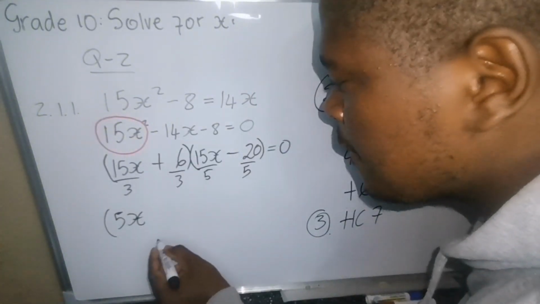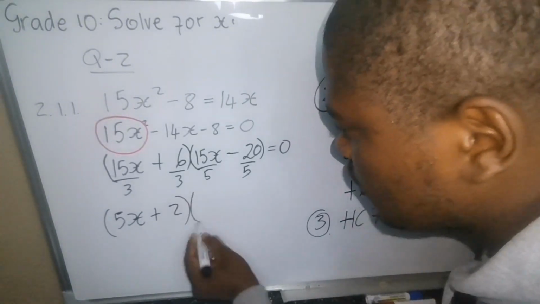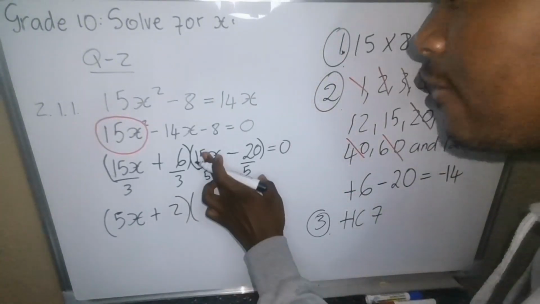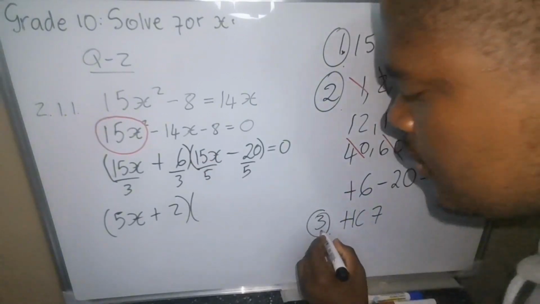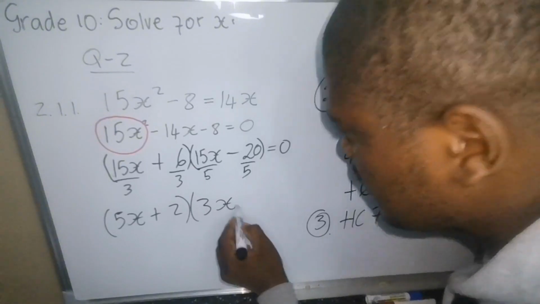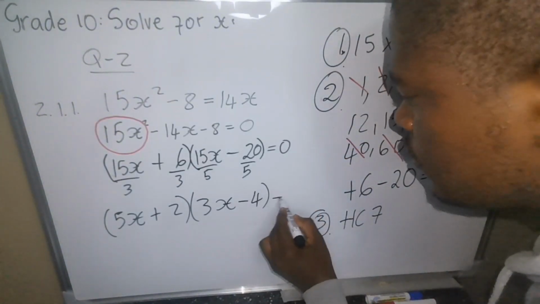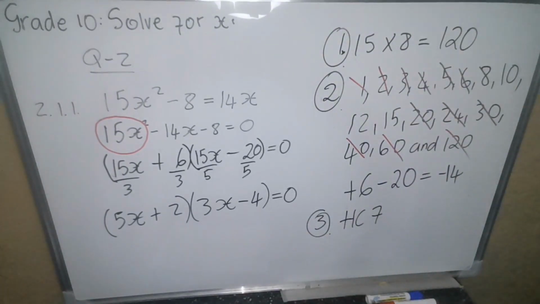6 divided by 3 is plus 2, okay guys? Yes, then you close the bracket. The second bracket: 15 divided by 5 is how much? It is 3x, okay guys? Then 20 divided by 5 gives 4, minus 4. Then close the bracket, equal to 0. Then I think when you arrive at this point, you are done.